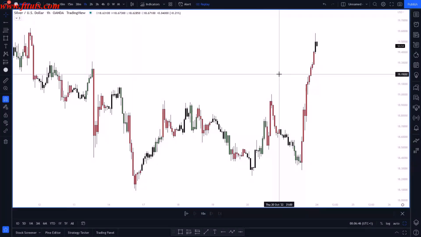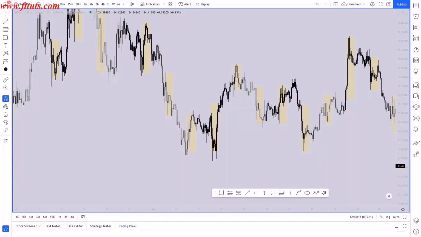So as I said, I'm going to show you the videos from the gold and silver course because that will help you a lot. Now I'm on silver right now. I'm on the 1 hour because it's probably the best time frame I can use to show you exactly what I'm talking about with this strategy. And what I've done is I've labeled off in the yellow boxes all the US sessions we've had since the start of March.